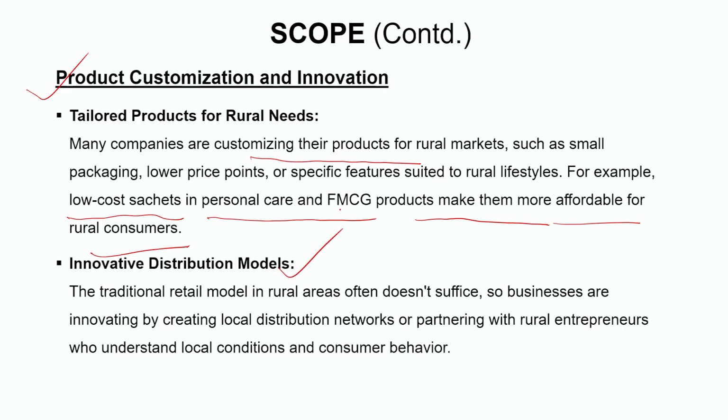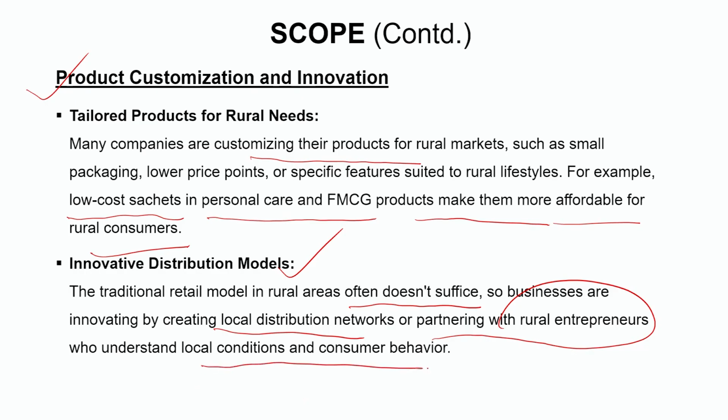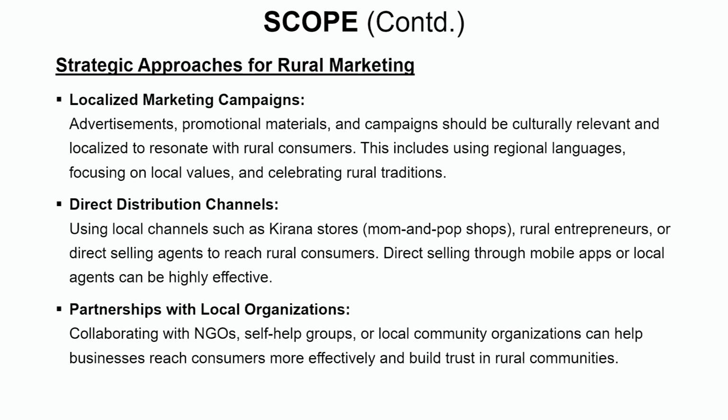Second is innovative distribution models, which we see in the rural market, where businesses are innovating by creating a local distribution network and partnering with rural entrepreneurs who understand the local conditions and behavior. When the innovation in the distribution model is made by looking into the requirement and involving the rural people, when you design the model that way, it will be a successful model. It is going to help the local people in distribution, involving them in distribution or networking with them, so that you can have an edge on the other competitors who are operating in our market.